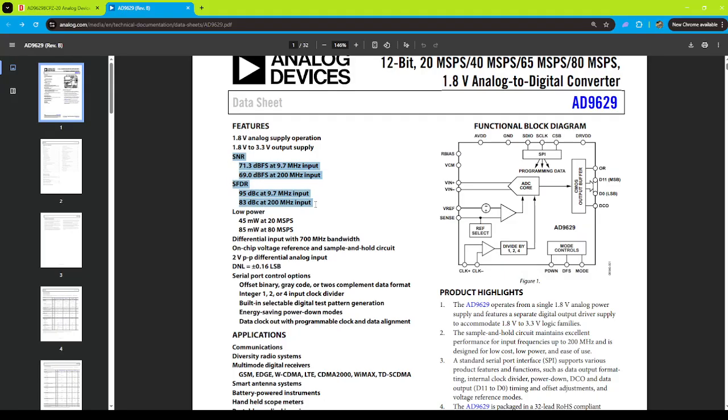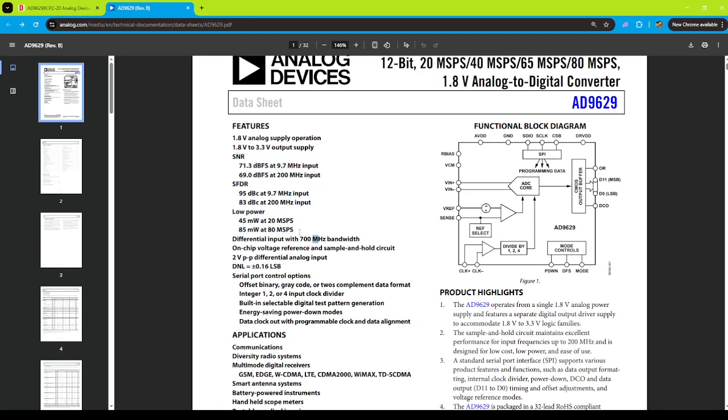SNR, this just tells you how your noise compares to your signal. Essentially tells you your signal to noise ratio. That's literally what it means. It's like, is my signal ever going to be buried in the noise? You look at this number and you can compute some things with it.